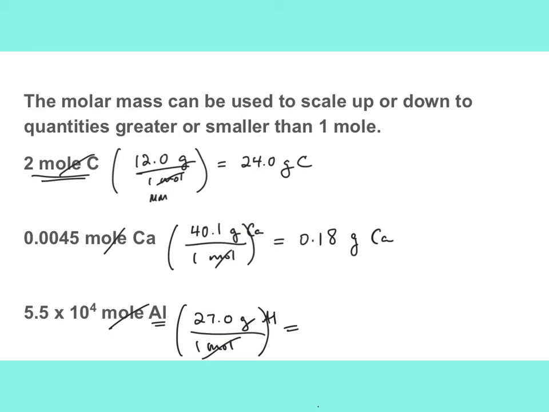This turns out to be a rather large answer. I'm going to put it in scientific notation. 1.5 times 10 to the 6th grams of aluminum. If you are unsure of how to enter a number like this into your calculator properly, bring it up in class and I'll give you some instructions. It does depend a little bit on the particular calculator you're using, but I'll give it a shot.